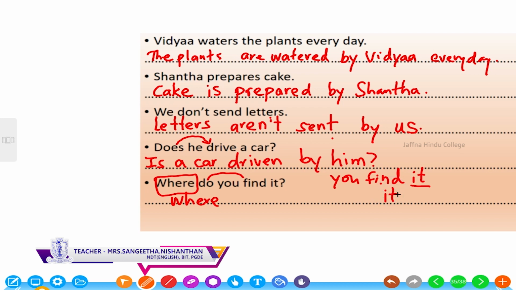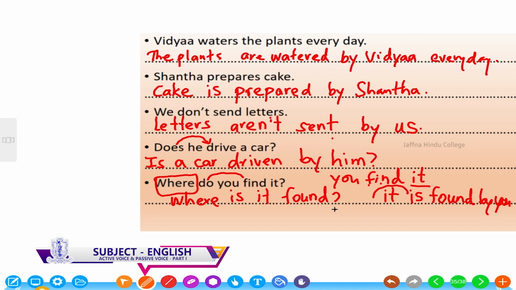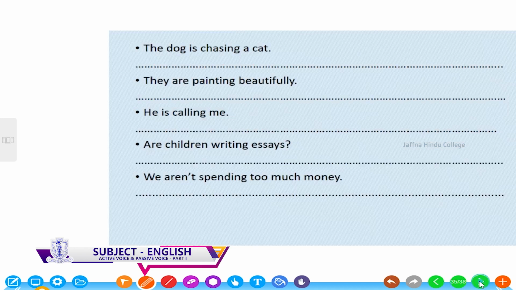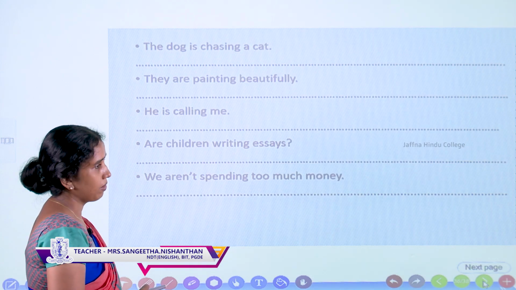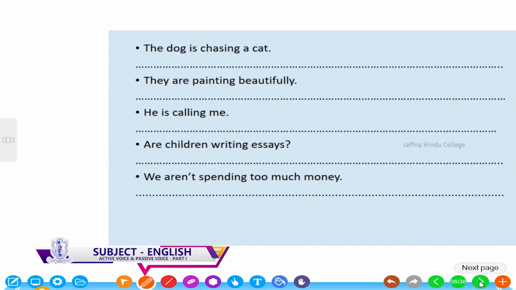So, it. Simple present tense, singular. So, it is, then the past participle of the main verb, found, by you. I have to make it a question. So, bring the is to the beginning. Where is it found? Now, this is the question in the passive voice. Right. This is for present continuous or present progressive.